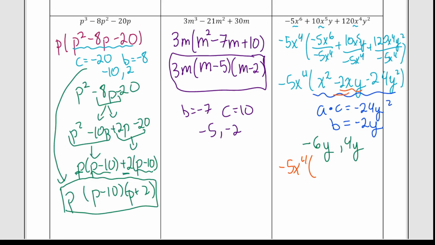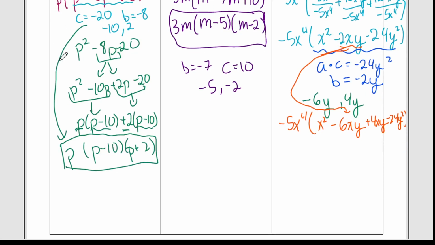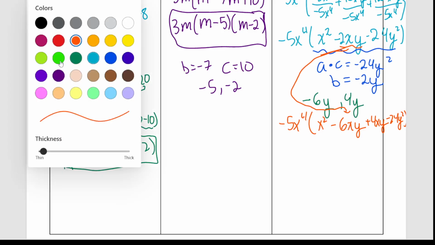So what we're going to do is break up negative 2xy into what we just came up with. So we have x squared minus 6xy plus 4xy minus 24y squared. So again, I broke up that middle term into those two terms we just came up with. Negative 6xy plus 4xy does equal that middle term still, so we haven't changed the value of the problem.